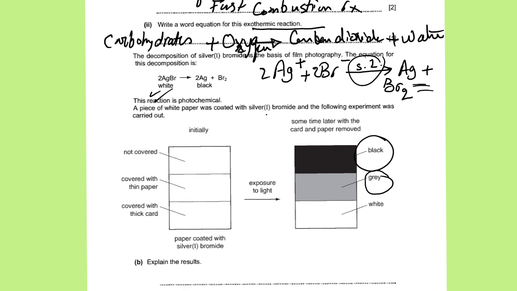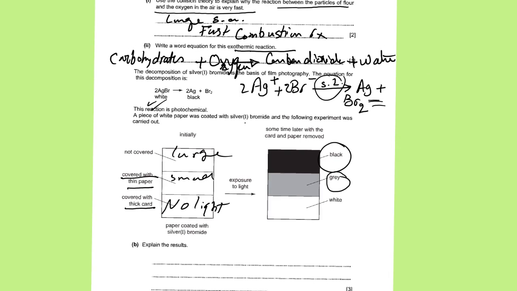And this is why the one which is covered with thick card means no light. Okay, thin paper means a small amount of light, and here is a large amount of light. So the question is asking, explain your results. Okay, how to explain the result? First, mention that the reaction is photochemical.